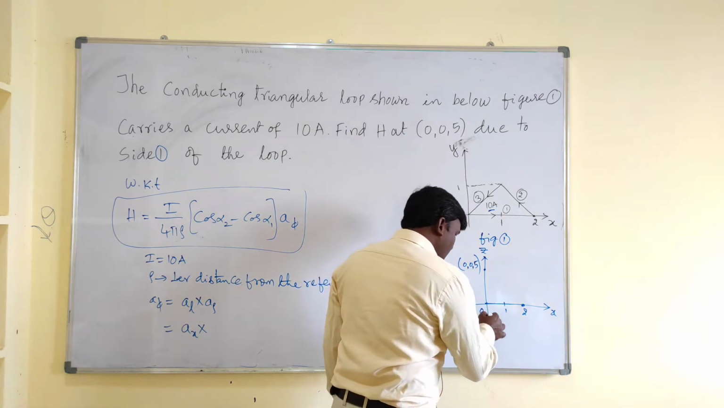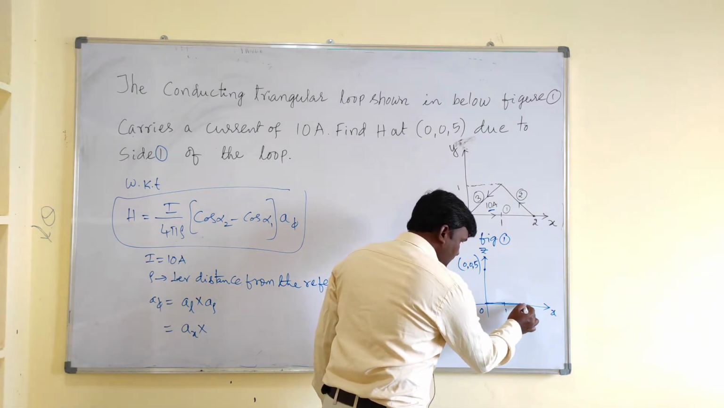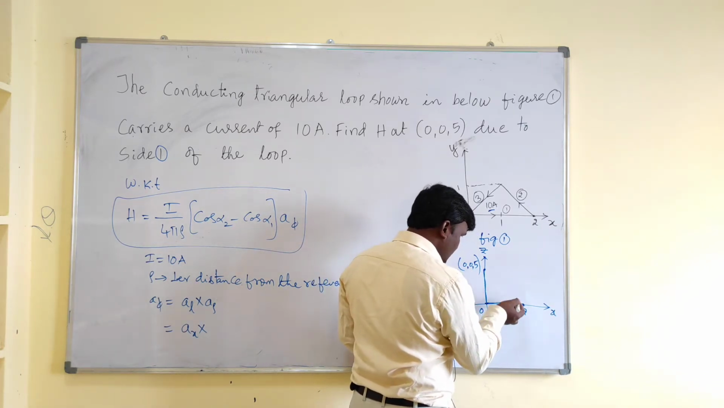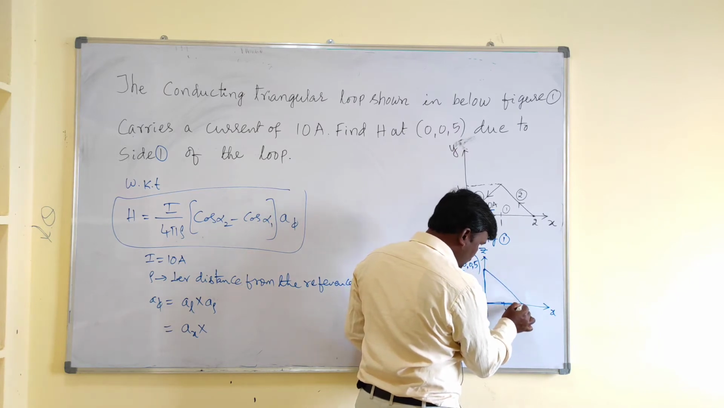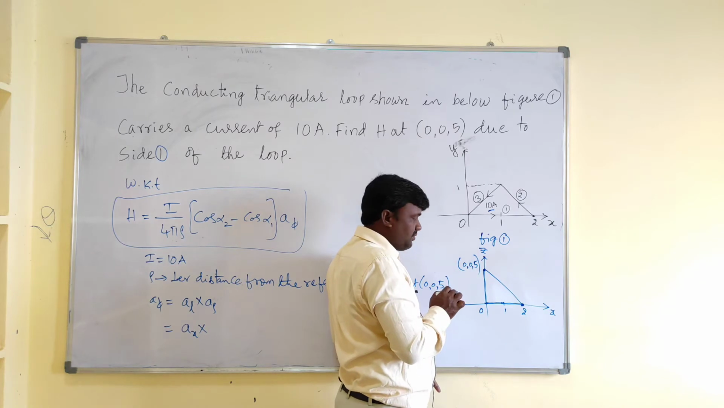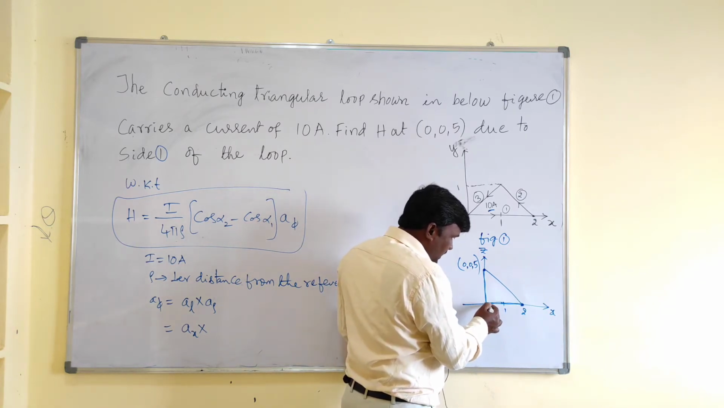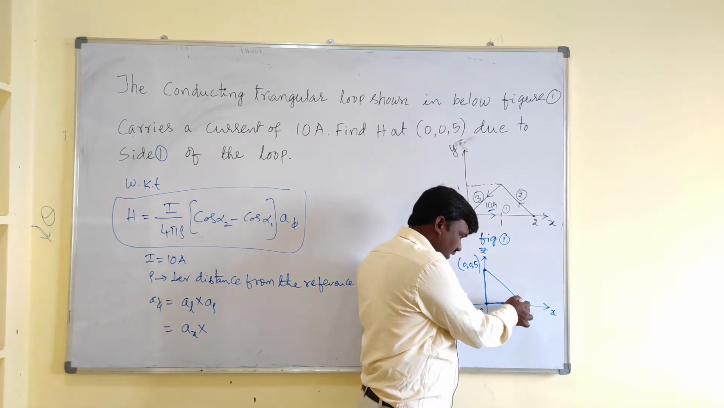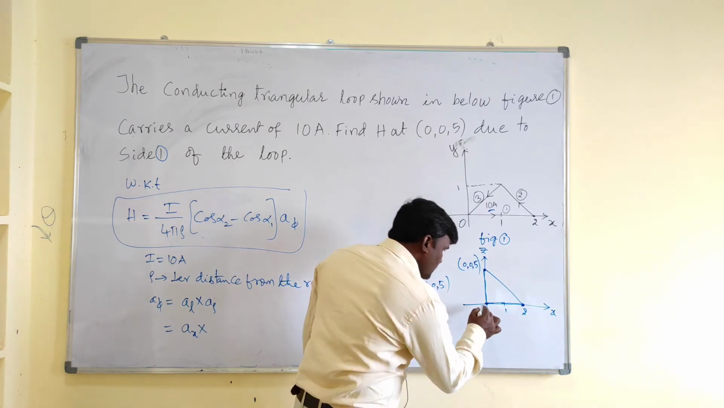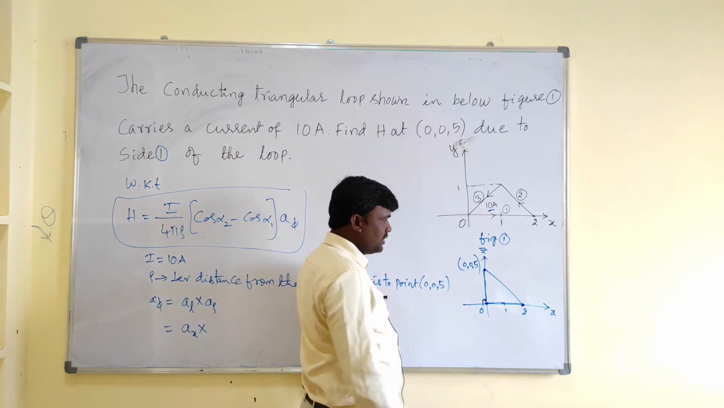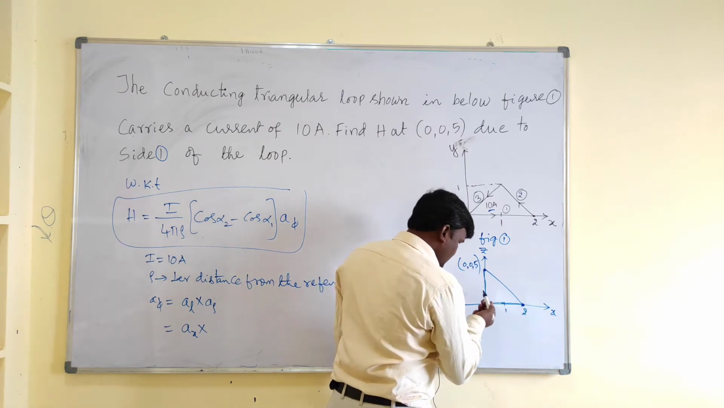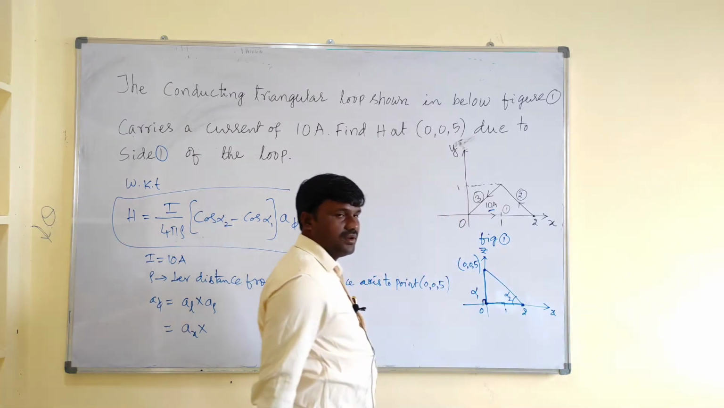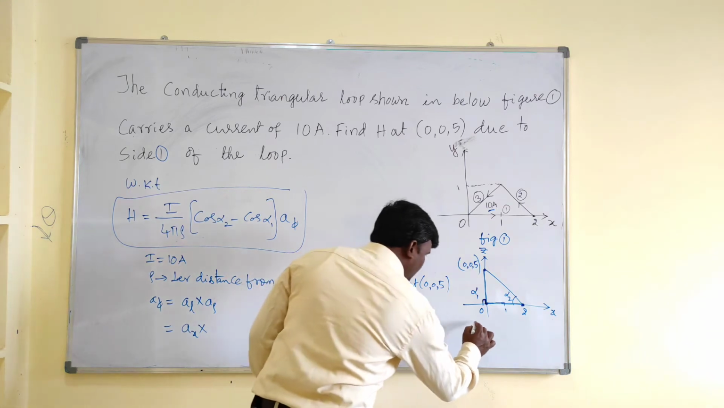Let us join the starting and ending points of side 1 of the triangular loop. Join the point of interest, (0, 0, 5), to the beginning end and ending end of our current carrying conductor. The beginning end is at the origin and the ending end is at this point. Here we have the angles subtended by this point (0, 0, 5) at x. This is alpha 1 and this is alpha 2.